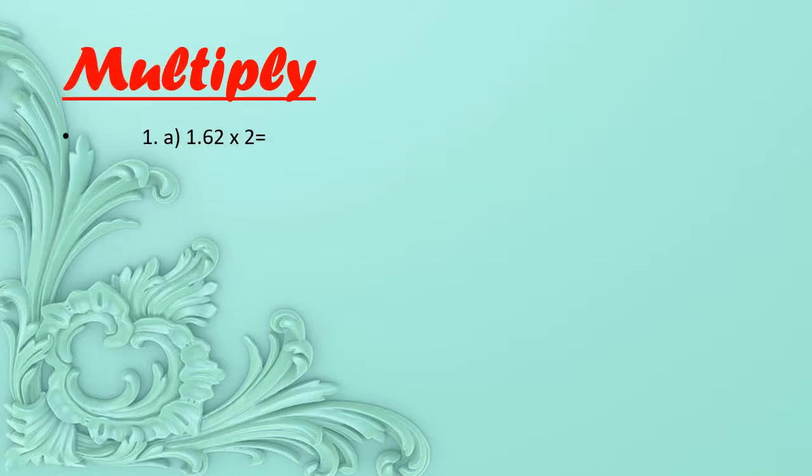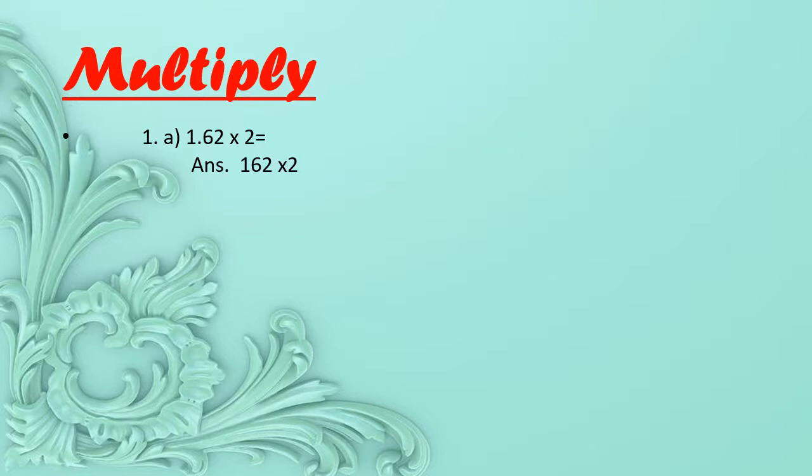So here we have one more example, that is 1A, 1.62 multiplied by 2. Here we know that 1.62 is a decimal fraction and it is going to be multiplied by a whole number, that is 2. So again, first of all, we will forget about the decimal point. We will multiply both the numbers as if we are multiplying whole numbers. So we will multiply 162 by 2. This will be our first step.